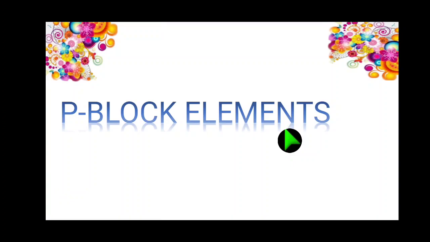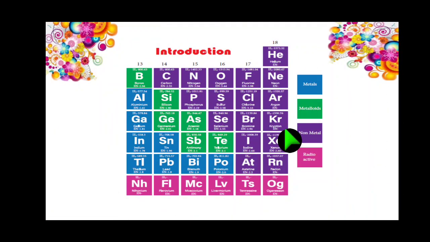When the p block elements are grouped with s block elements, they are called main group elements or representative elements. P block elements occupy groups 13 to 18 of the periodic table, including inert gases.